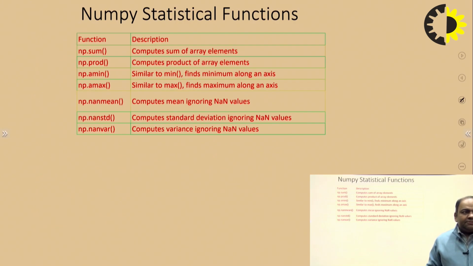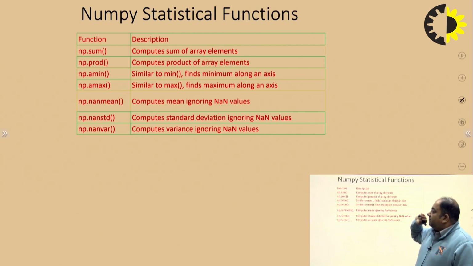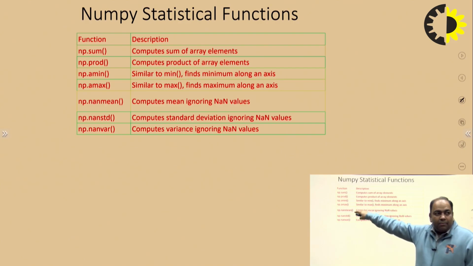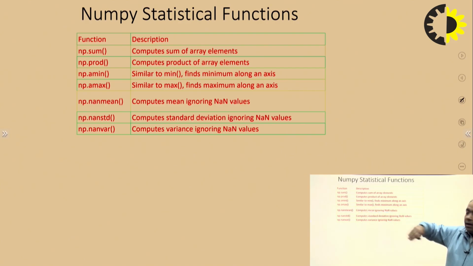Other than these, np.sum computes the sum of array elements. For multiplication, meaning product, np.prod. If we want to find the min or max along an axis, we use amin and amax.